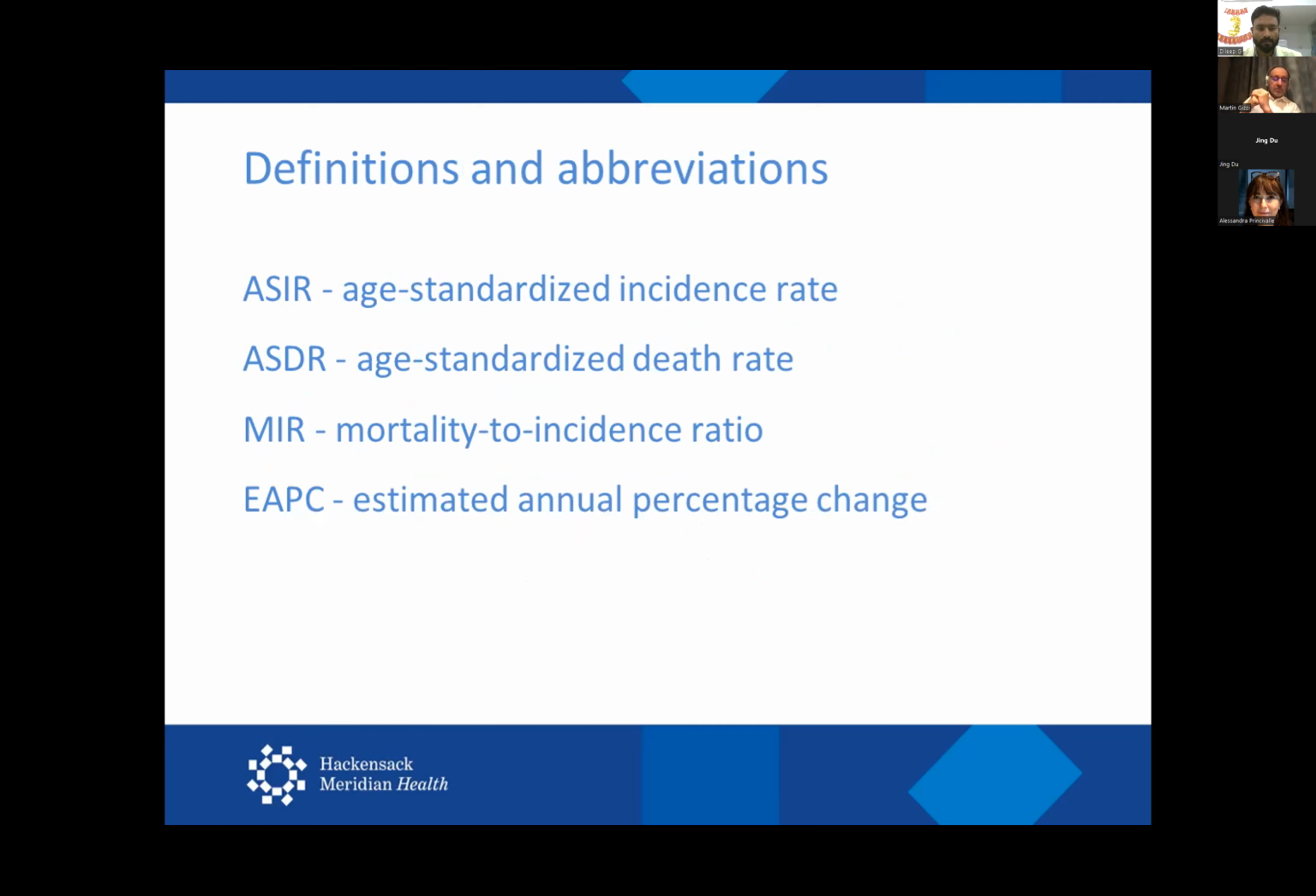So you'll see some abbreviations. Just to recap, the age standardized incidence rate is essentially the incidence. The death rate is also age standardized. And then if you compare those two, you come up with a mortality to incidence ratio. So we're talking about number one, how many people are getting this disease? And number two, of those that get it, how many of them die? And then finally, we have the EAPC, which is the estimated annual percentage change.